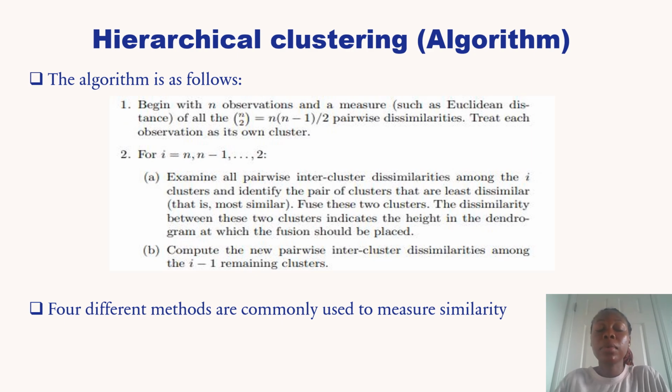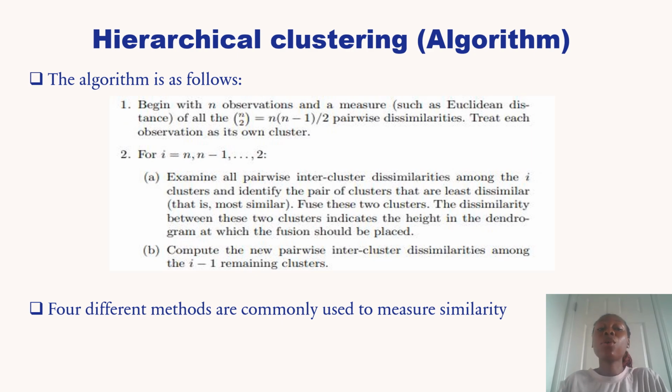So this algorithm is for the agglomerative clustering type. As I already said, it begins with n observations and a measure such as the Euclidean distance. It treats each observation as its own cluster. And then the next step is that it examines all pairwise intercluster dissimilarities among the clusters and identifies the pair of clusters that are least dissimilar, that is, most similar. It fuses these two clusters. The dissimilarity between these two clusters indicates the height in the dendrogram at which the fusion should be placed.